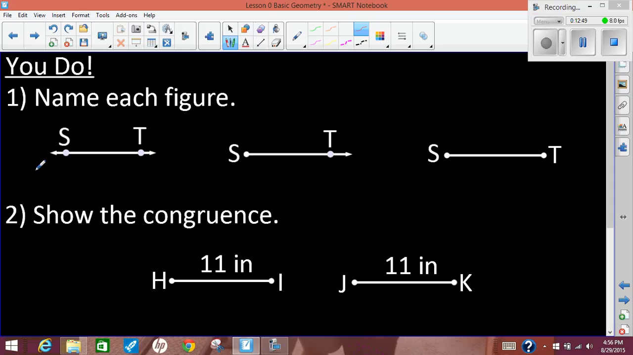So in the first question, I want you to name each figure like we did previously in the lesson. And on number 2, I'd like you to show me that those segments are congruent like we did previously in the lesson. And we'll go over them later.